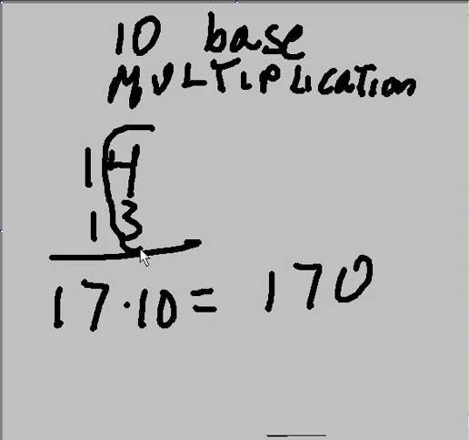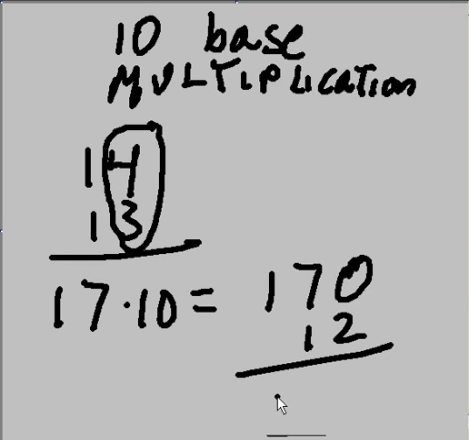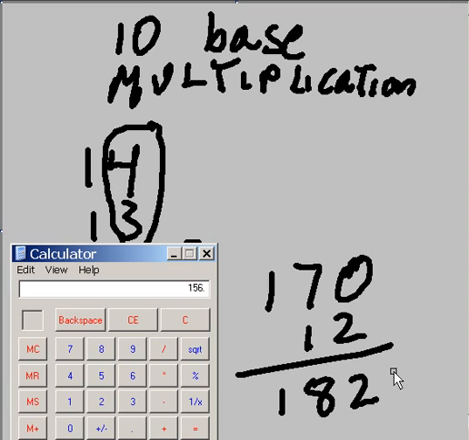Next, we go to the rightmost column and multiply. 4 times 3 is what? 4 times 3 is 12. And the answer is 182. Really? It's that easy? Yep. It's that easy. Let's check.